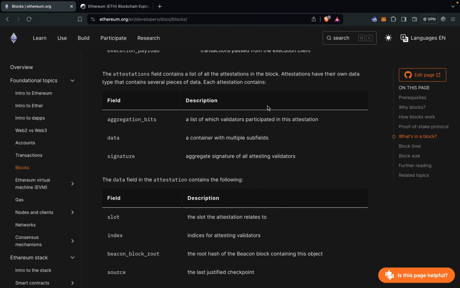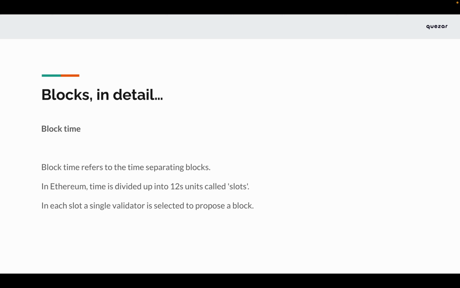So do go through the complete list here once, and you don't need to understand all of it, and you don't need to memorize all of it. It would be good just to skim through it once so that you have a rough idea of what's all there in a block. Next, we have block time.